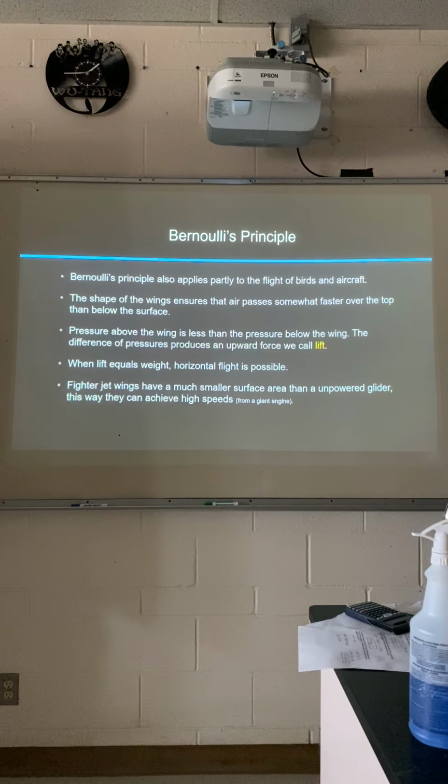So things like gliders have very long wings that increase the surface area and increase the amount of low and high pressure systems over and under the wing. And it allows these guys to travel very slowly. But things like fighter jets have a much smaller surface area than a glider and a very gigantic engine that allows these guys to be able to go much quicker.